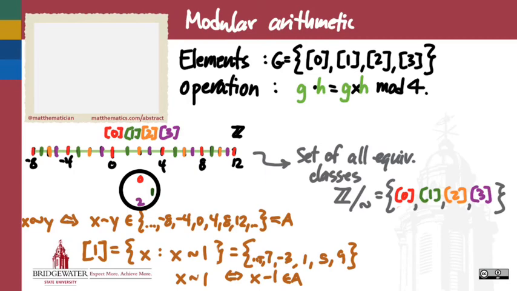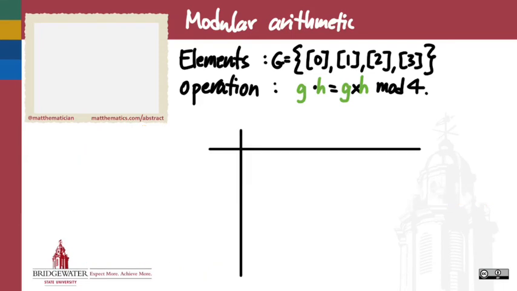And this is the old clock metaphor, right? Whoops, I used the wrong color for 2. This is the sense in which modular arithmetic is like arithmetic on a clock, because as soon as we get to 4, it's the same as if we were still back at 0. 4 is the same as 0, and so are 8, 12, 16, and so forth. So what's the Cayley table going to look like?